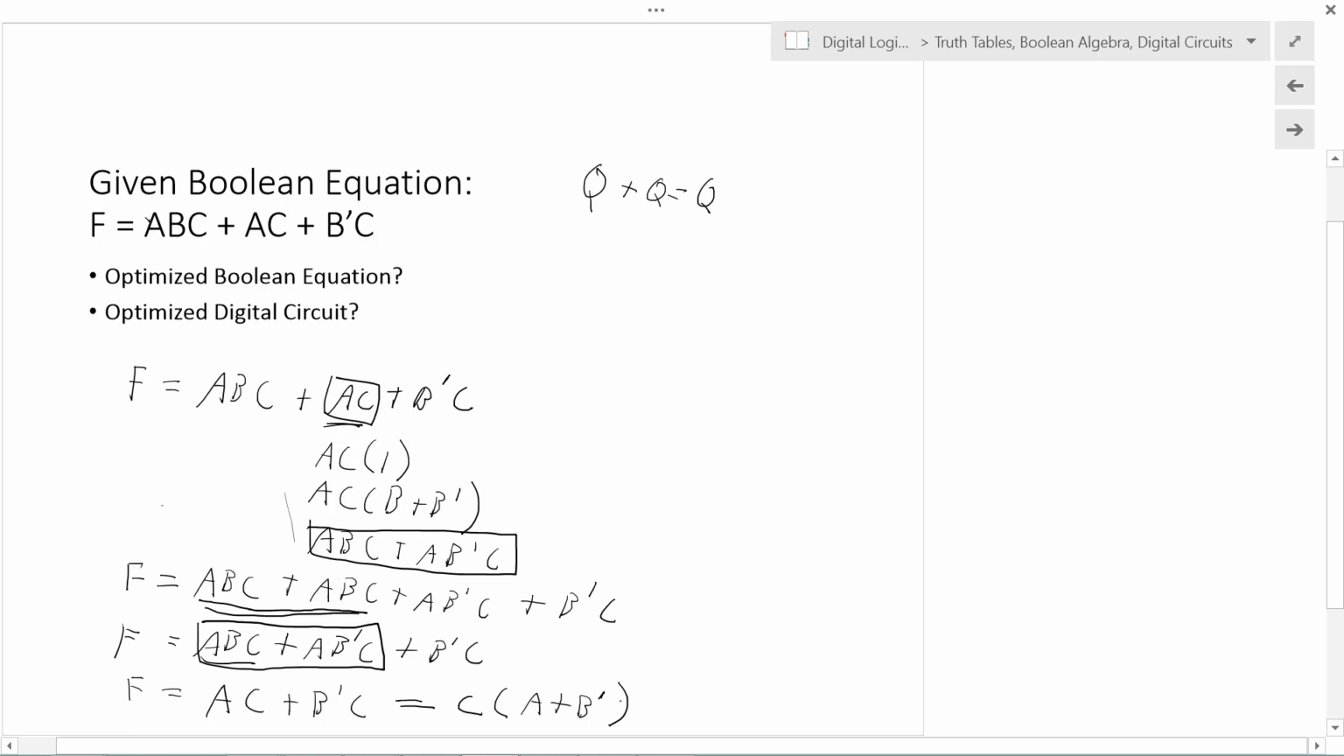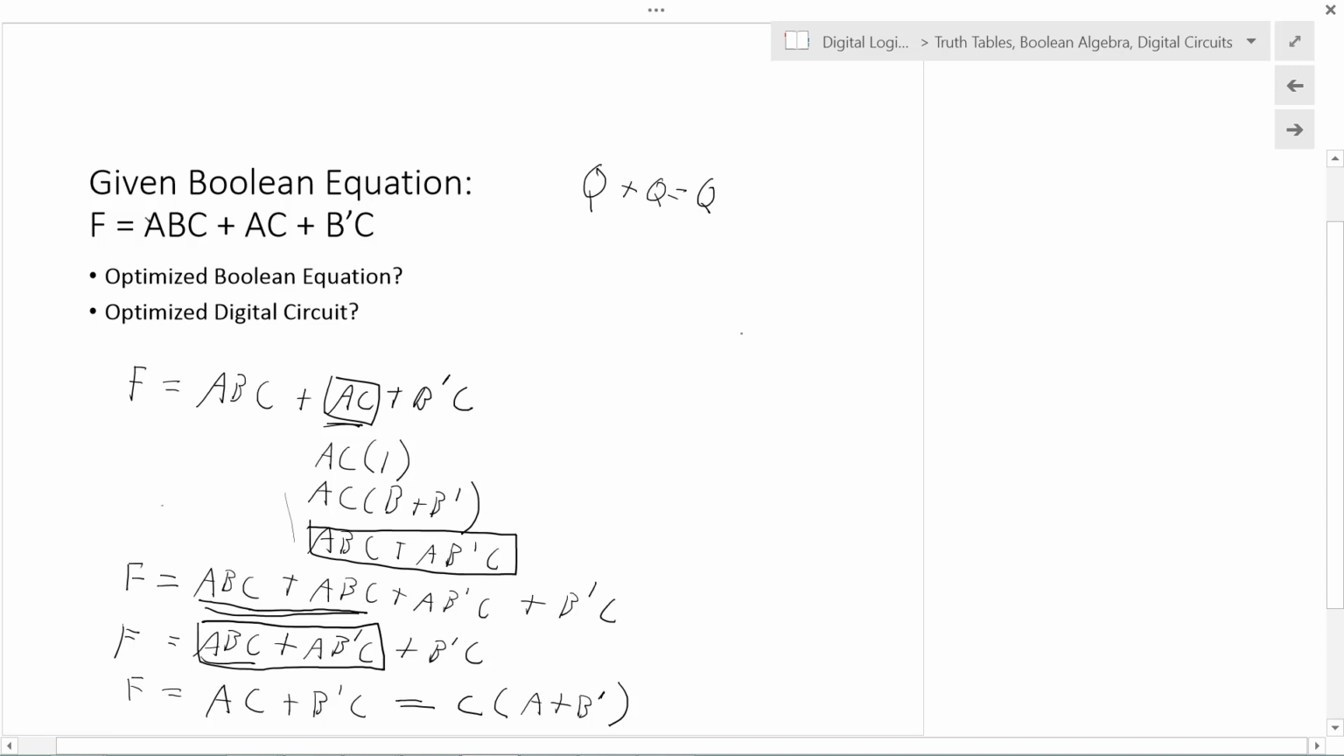Now that we have this, we have a very small equation, very compact. So before we had 3 terms that were ORed together, and each term had an AND gate. So now we have only a very compact form here. So let's take a look.